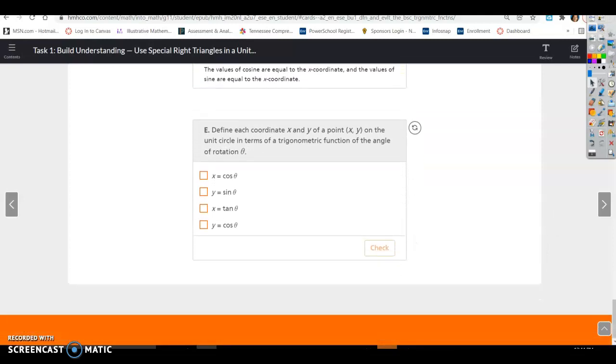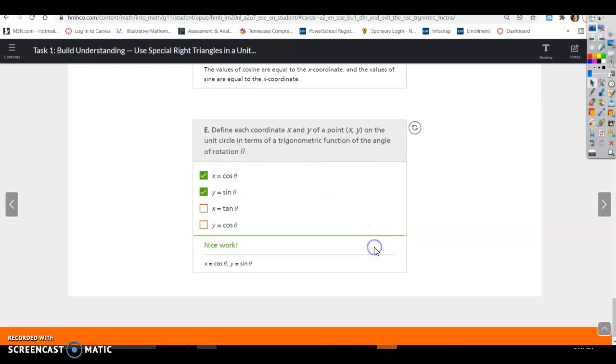So you define each coordinate on the unit circle in terms of the trig function of rotation. X is our cosine, y is our sine. All right, that's all for task 1. If you have any questions, let me know.